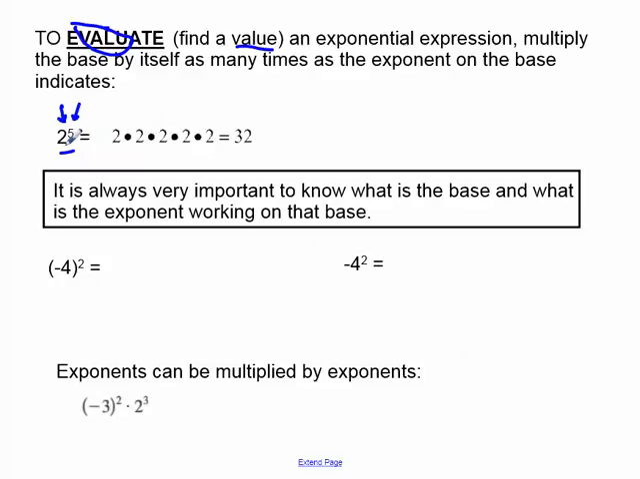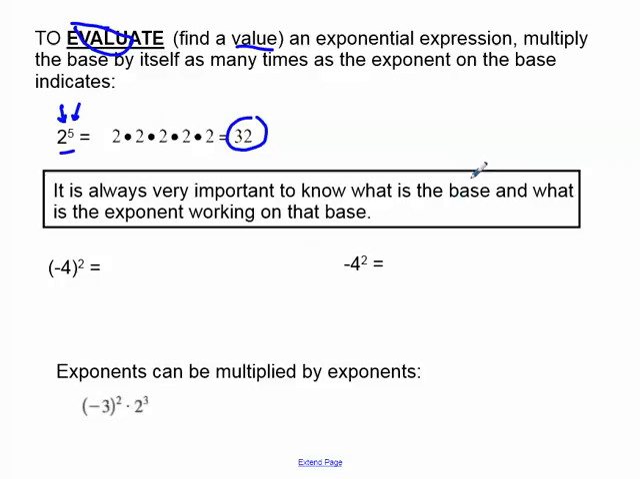Its base is 2, so I'm multiplying 2 by itself 5 times: 1, 2, 3, 4, 5. 2 times 2 is 4, times 2 is 8, times another 2 is 16, times another 2 is 32. So if we evaluate 2 to the 5th power, it's 32. We're just multiplying the base by itself 5 times because that's what the exponent indicates.